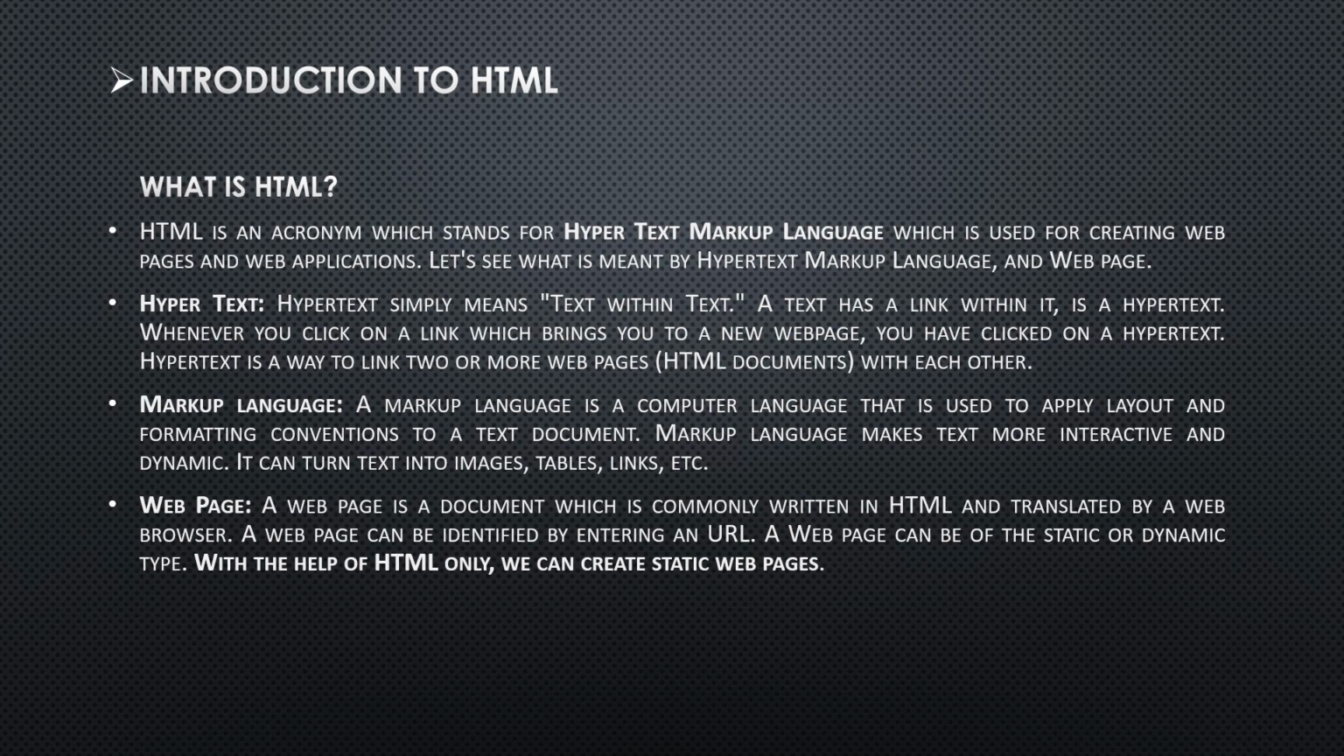What is a web page? A web page is a document which is commonly written in HTML and translated by a web browser. A web page can be identified by entering a URL. A web page can be of static or dynamic type. With the help of HTML, we can create a static web page.